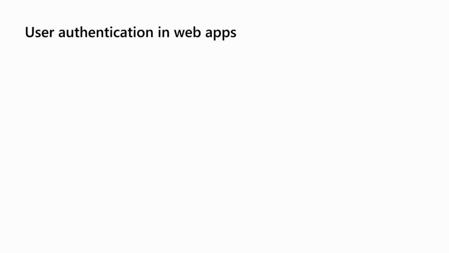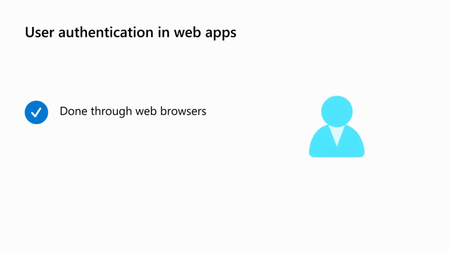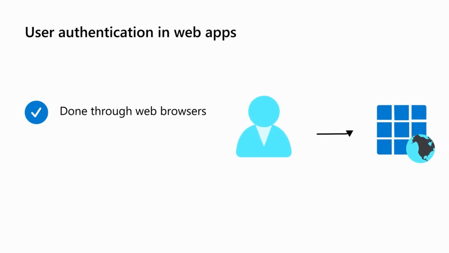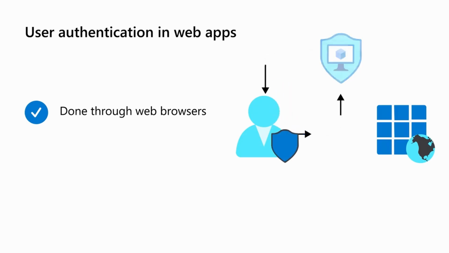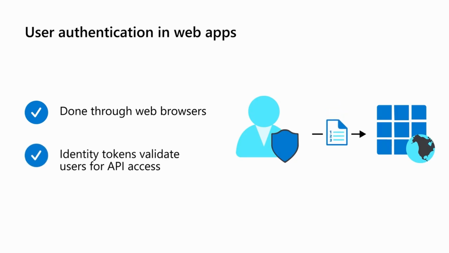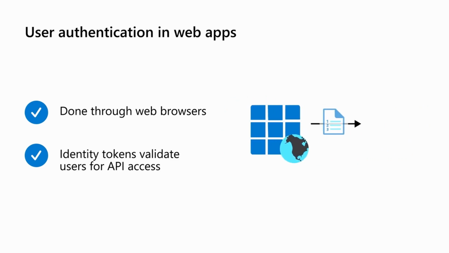Let's discuss user authentication in web apps. Web apps authenticate a user in the web browser. When a user attempts to access a web app, they are redirected to the Azure AD sign-in page for authentication. Once the user successfully signs in, Azure AD redirects them back to the web app. Azure AD then provides a sign-in response, which includes an identity token containing various claims about the user. These claims provide information like the user's identity and other relevant details. The web app then uses the identity token to request data from web APIs like Microsoft Graph.